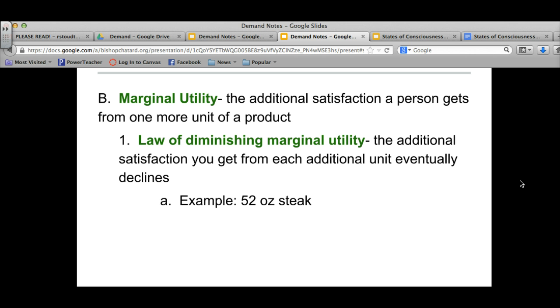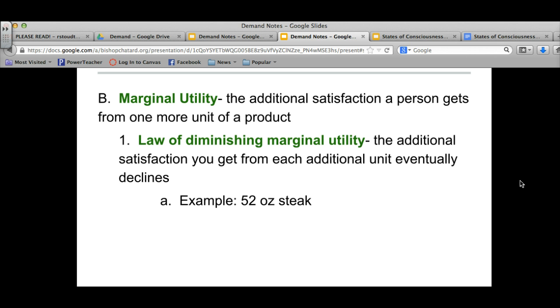Satisfaction of one more. Okay, so the marginal part is one more. In this case, additional. So marginal utility is the additional satisfaction a person gets from one more unit of a product. What we mean by that is, how much happier am I because I got one more piece of pizza? How much happier am I because I was able to buy one more pair of shoes? How much happier am I because I got to go to one more movie? Fill in the blank.